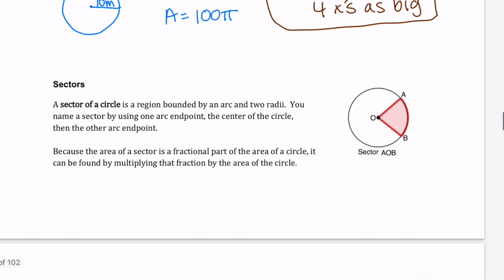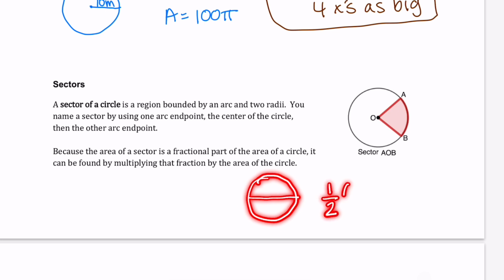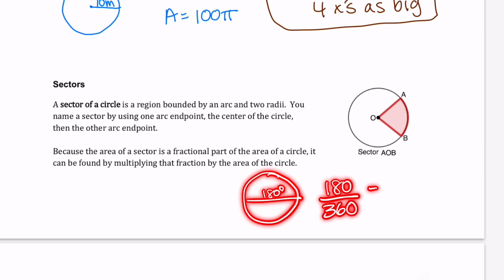Okay, so again, a sector is just a pizza-shaped slice of a circle. It's a fractional part of the circle. It can be found by multiplying the fraction by the area of the circle. So if I had a whole circle's area and I wanted half of it, I would take that area times 1/2. Now, we don't always have a perfect 1/2. Sometimes they'll give me something like 180 degrees, and this would be 180 degrees out of 360 degrees. When you simplify this, it simplifies down to 1/2.